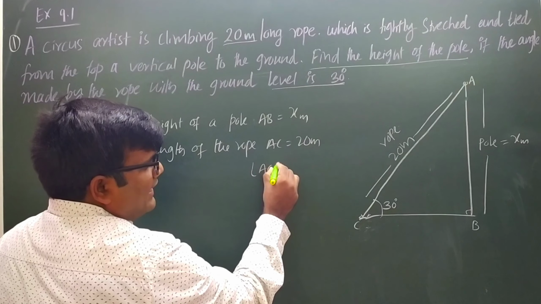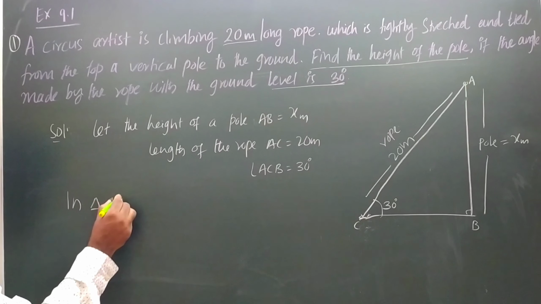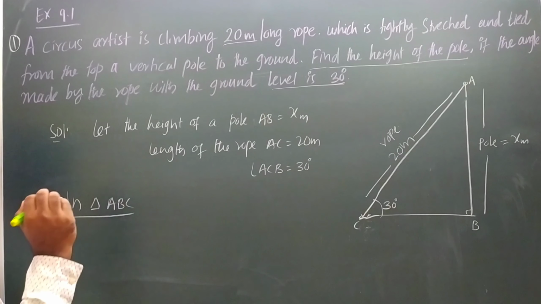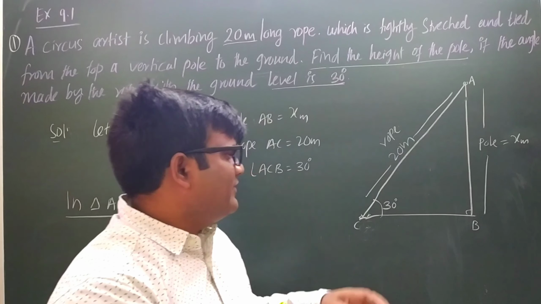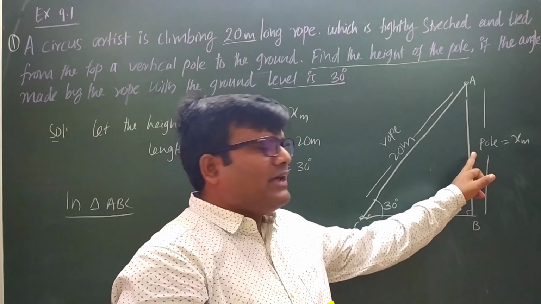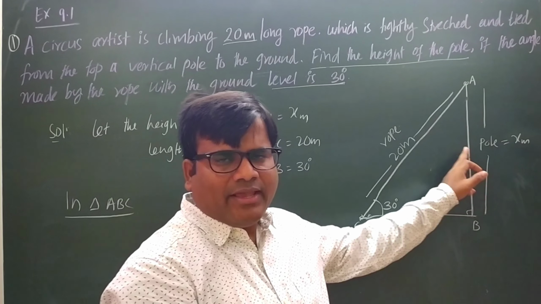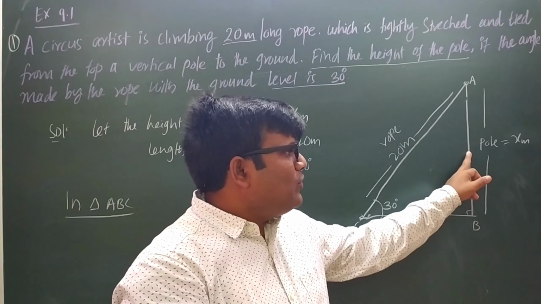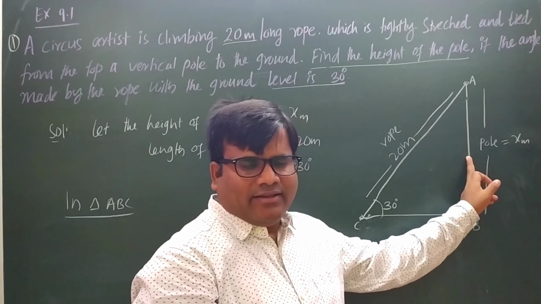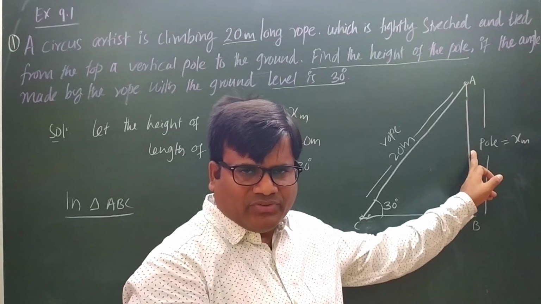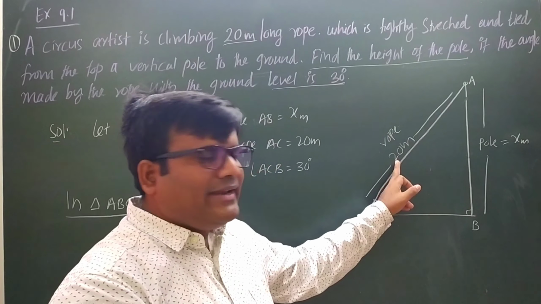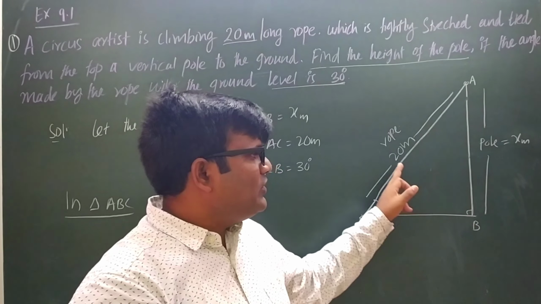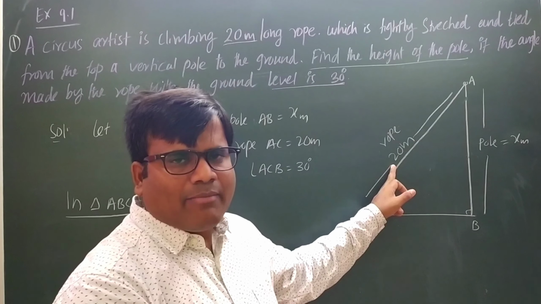Now consider triangle ABC. Easily we can solve. With 30 degrees, the unknown side is AB, the known side is AC. So this unknown side is opposite to 30 degrees. So this length is the opposite side. Next, this side is the hypotenuse. It is opposite to the right angle in the triangle. We can call that the hypotenuse.